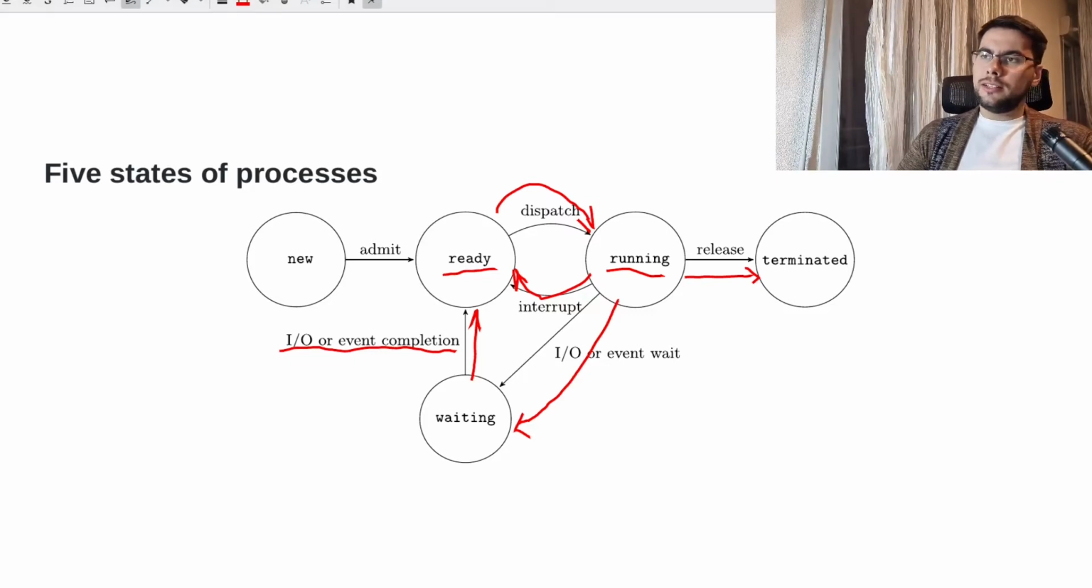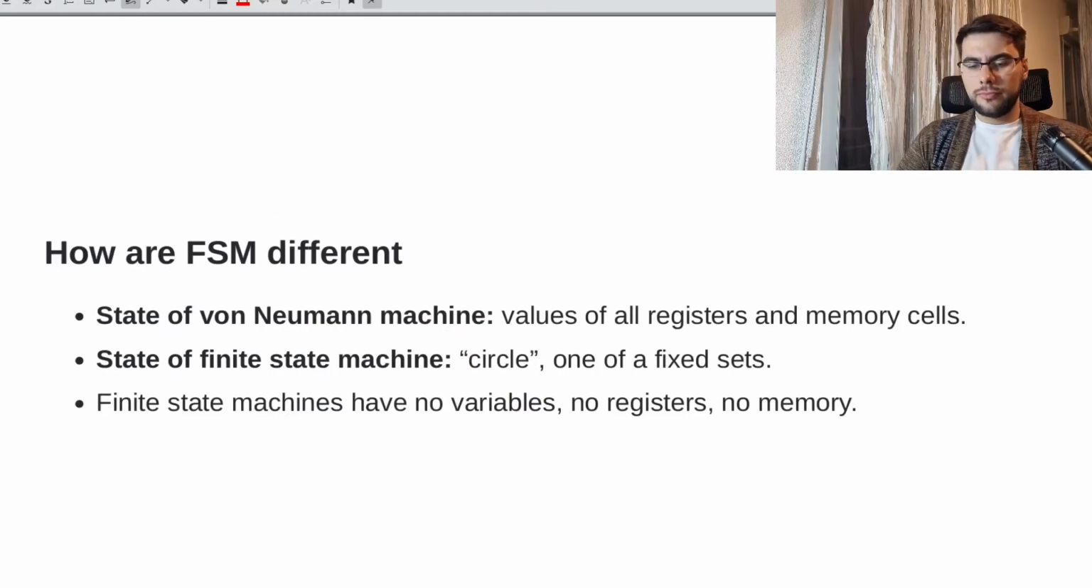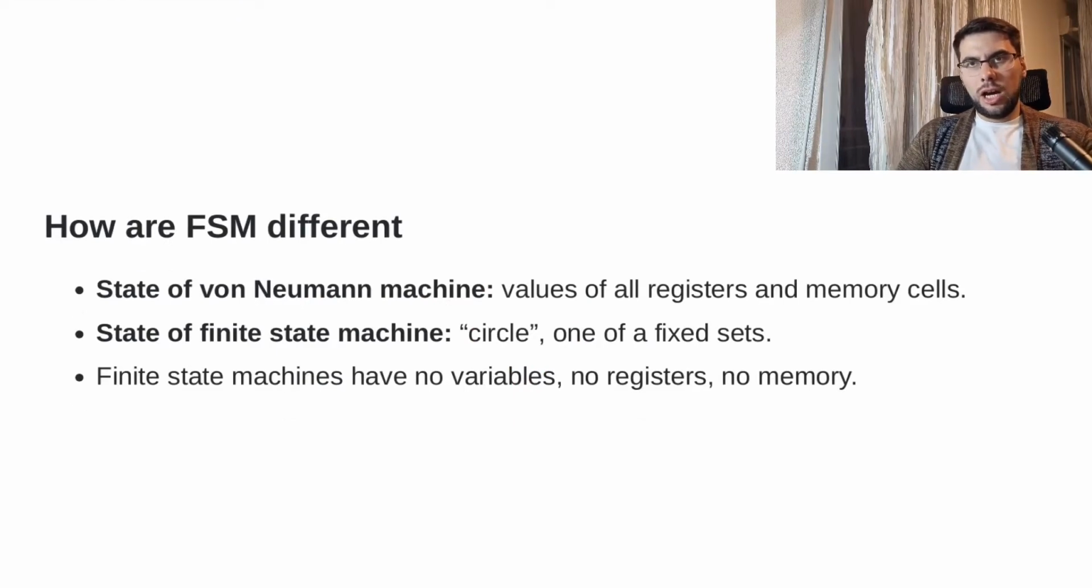Alright, now let's further explore the finite state machines by pinpointing the key differences from the typical von Neumann machines that we are so used to. When people study finite state machines, they often have a desire to bring in some properties familiar to them from other programming paradigms. So here are some key differences.